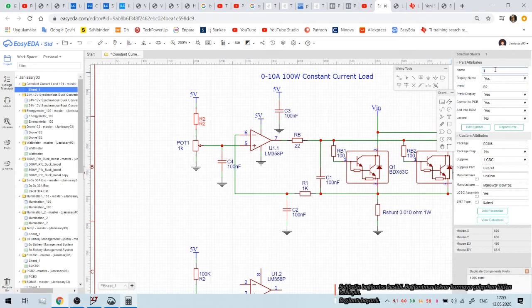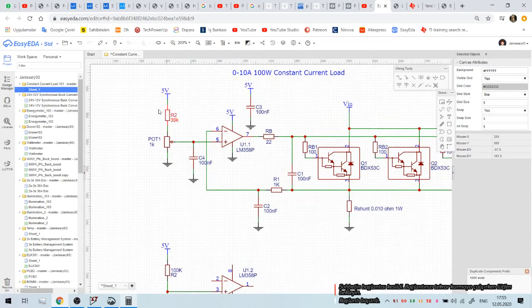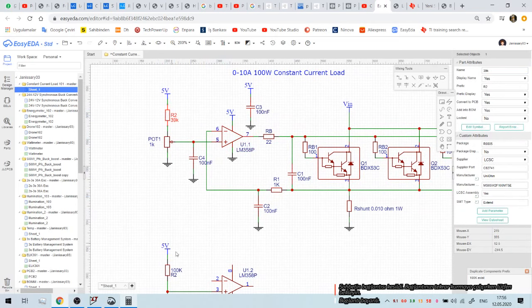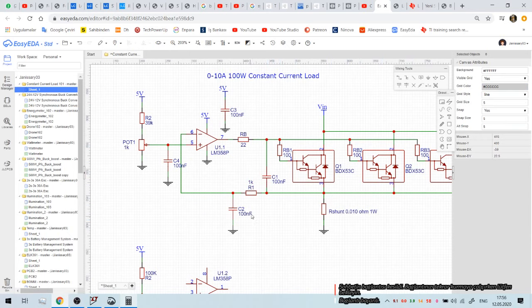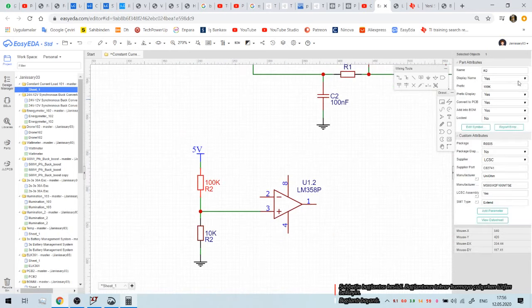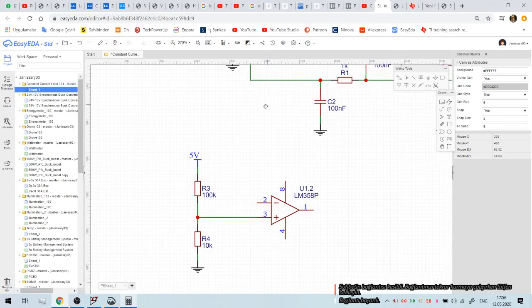R2 goes here, 39k here. Yes. 1K here, R1 here. Yes. Not important, but R3 100k, 10k, R4. Yes.